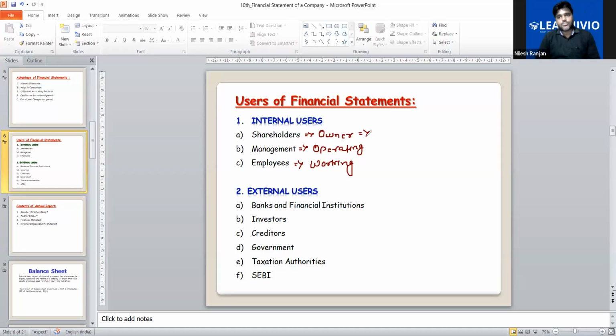The second is management. Now, management is doing everything in the business for the owner, for the employee, or some other persons also. He wants to know that his actions have some result, some positive result, in the business. So he wants to know about the profit or loss of the business and the financial position of the business. The third one is employees.